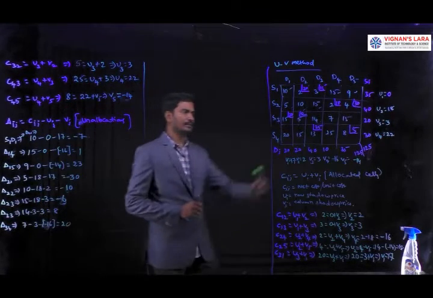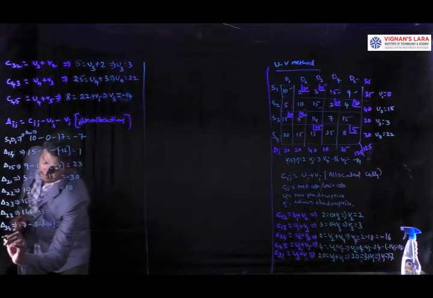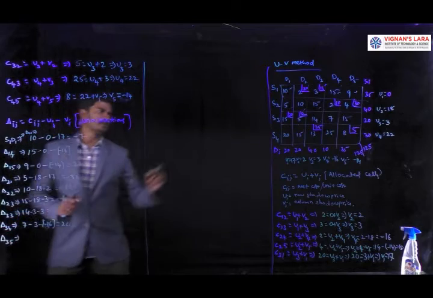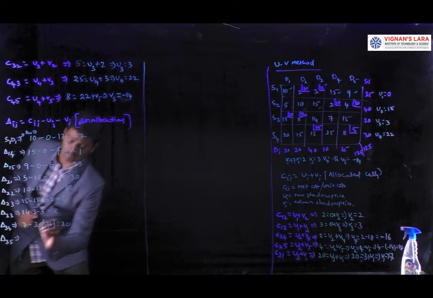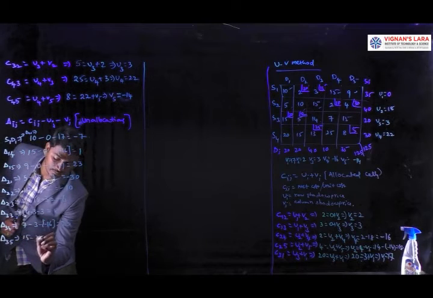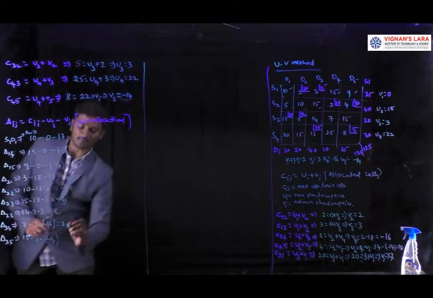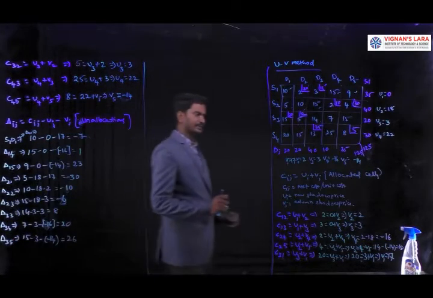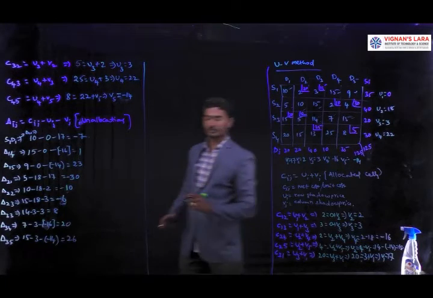Next, here S3 D5. S3 D5 means delta 3 5, that is equal to 15 minus 3, minus of minus 14. Okay, here 12 plus 14, 26. Next, this 3 also over. Next, coming to this S4 D1.